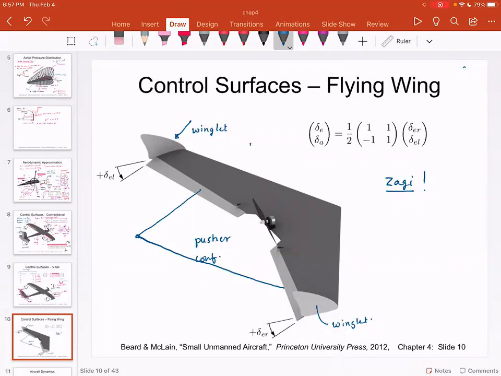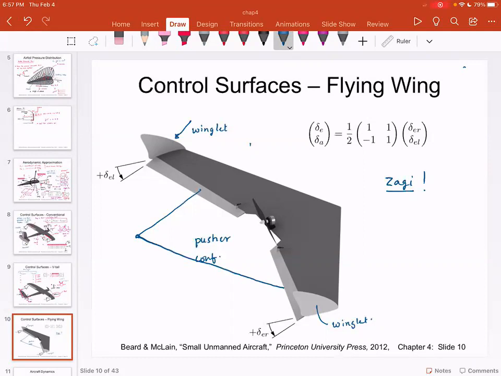If you have these two control surfaces moving in the same direction, you will have the effect of pitch, or you will have elevator. If you have these control surfaces moving opposite, it will have the same effect as aileron.